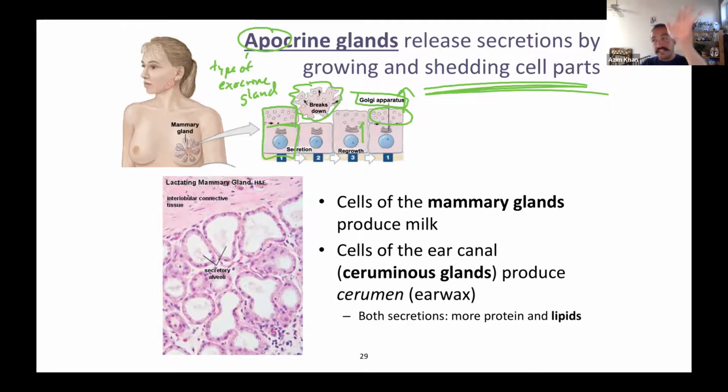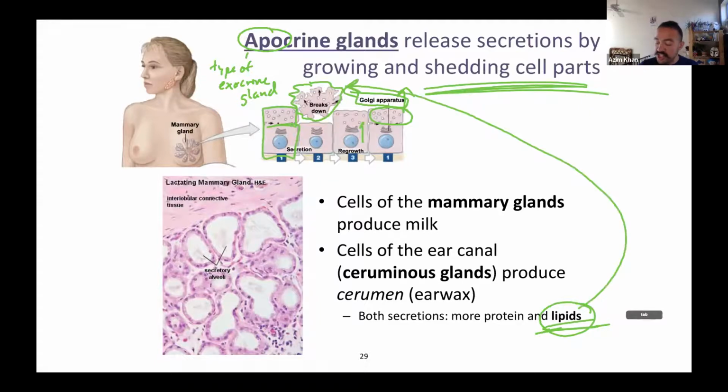Exocrine, you're releasing water and protein. Apocrine, you're releasing water and protein still because you're releasing stuff from the inside of the cell. But now you're getting a lot of lipids. Part of that is because of the phospholipids found in membranes. Remember, phospholipids are found in membranes. You're getting all of this membrane shedding off. So we get more fat in the secretion type.